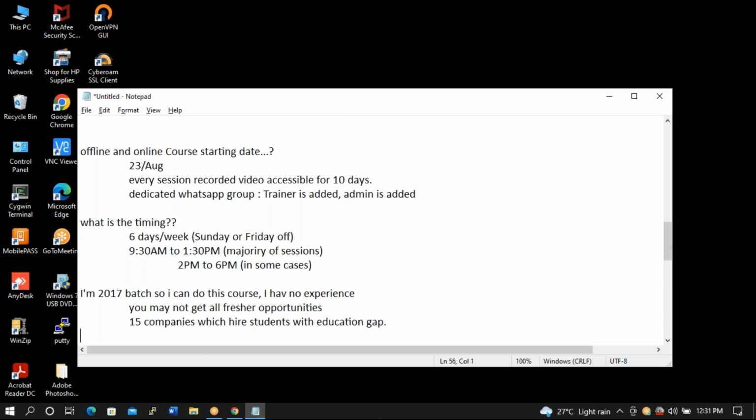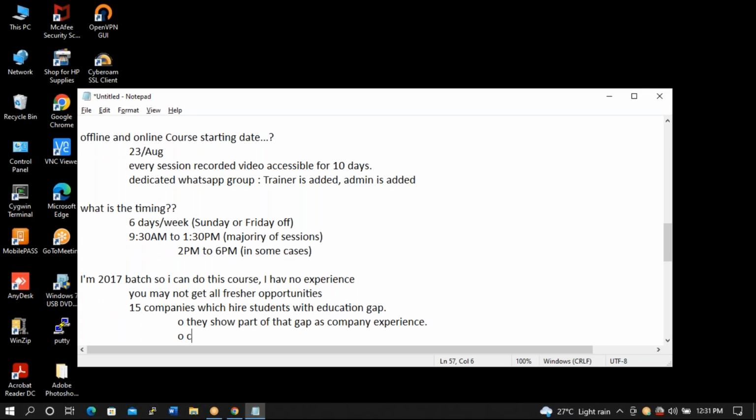Then what do they do? They show part of that gap as experience, as company internal experience. I don't want to name the companies, but it is a common trend these days, because then the candidate profile is projected to client projects as experienced.